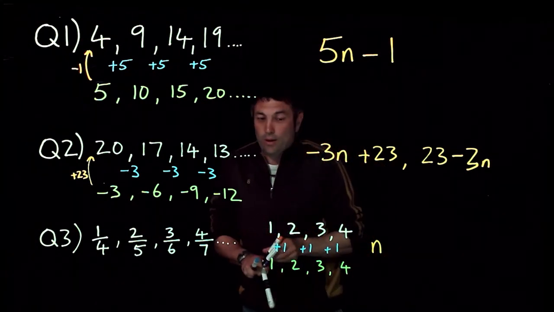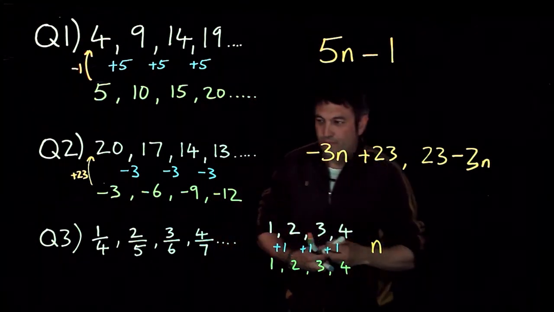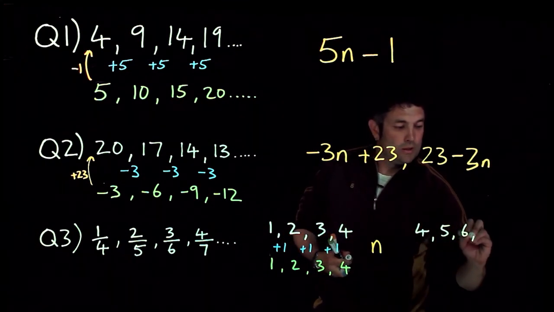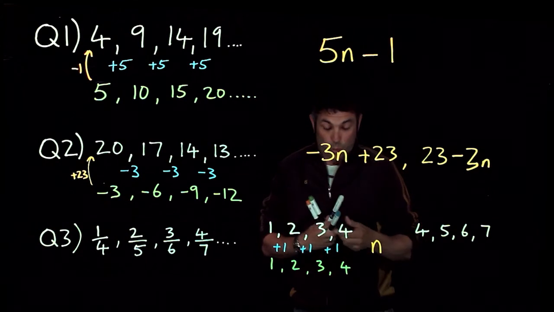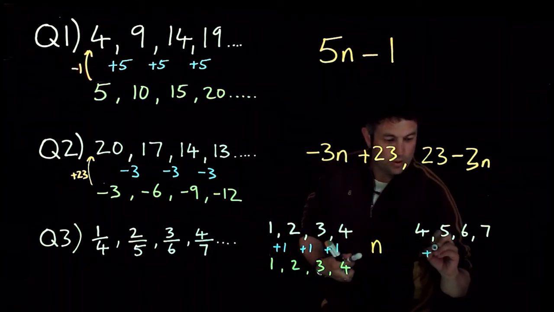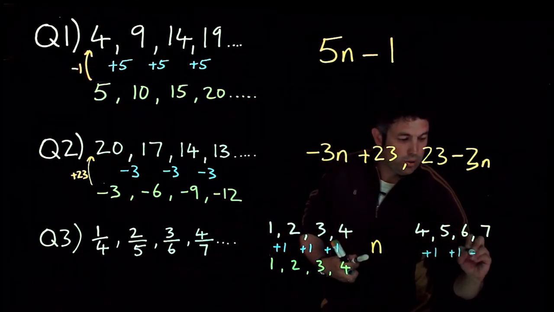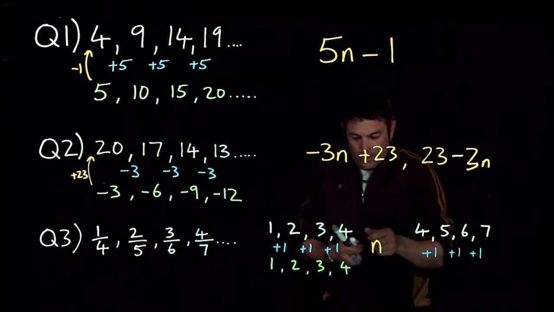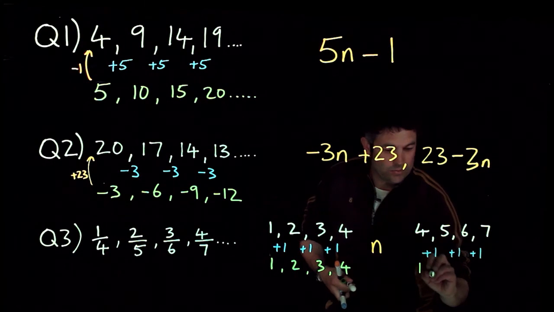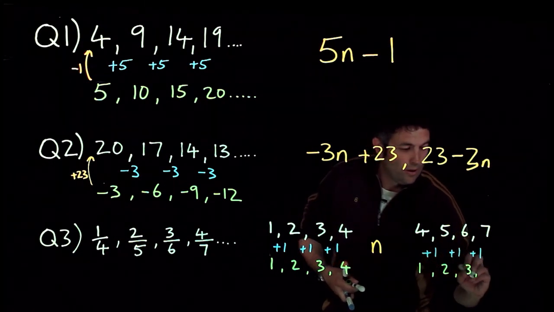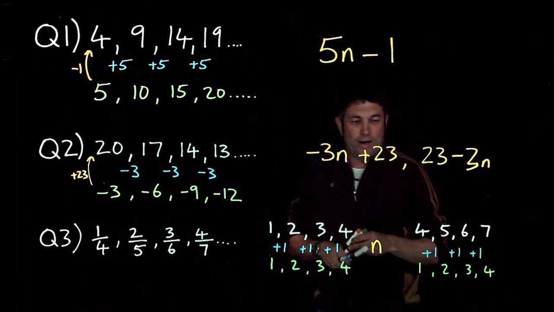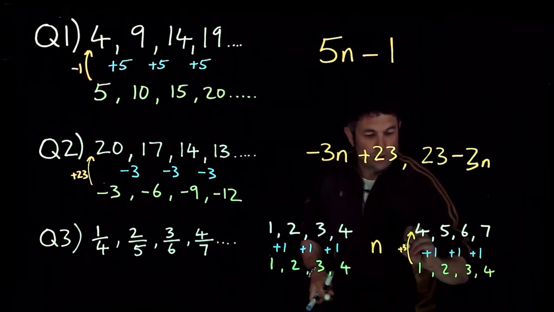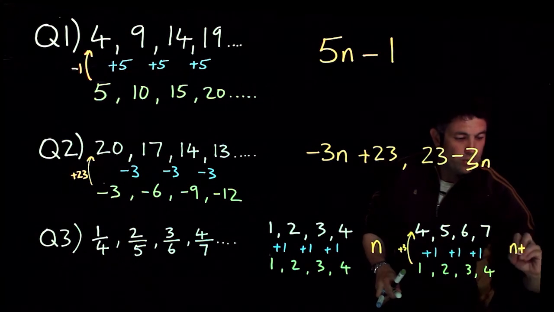And then the next one, we've got 4, 5, 6, and 7. Once again, going up in ones. +1, +1, and +1. So how can we compare these? There's the 1 times table again. 1, 2, 3, 4. What are we adding each time? Well, we're adding 3 each time. So therefore, this is n plus 3.